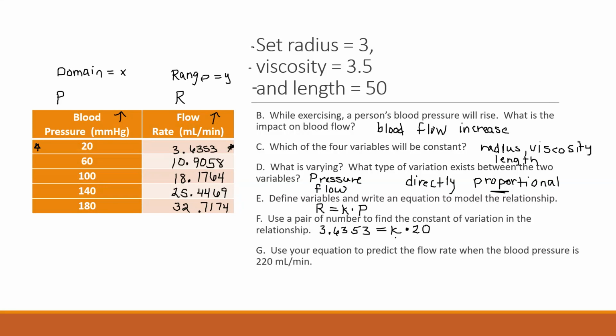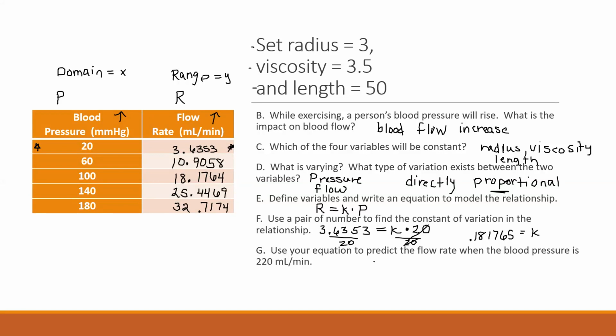So I'm filling in the R and the P, but I do not know K, the constant. And so in order to solve for that, I will literally just divide by 20, because division is the opposite of multiplication, on both sides. Those cancel over here. And so then I did that on my calculator, 3.6353 divided by 20. And I got the constant of 0.181765. And you may round that off somewhere. I didn't give any rounding directions here, so I'm giving you all the digits that I see on my calculator.